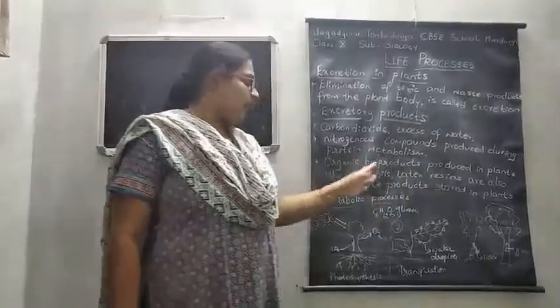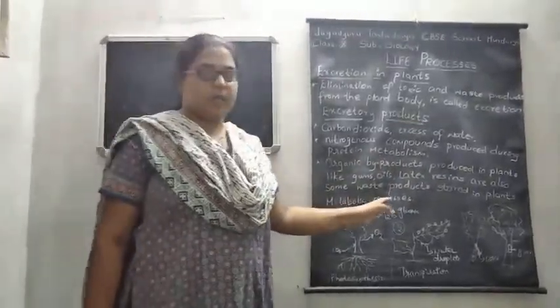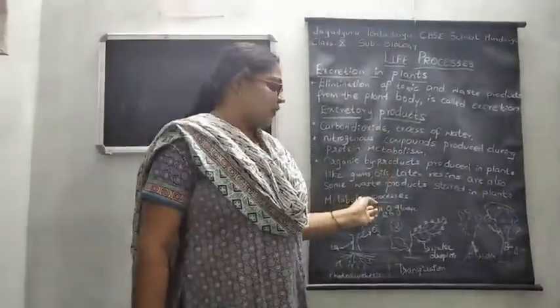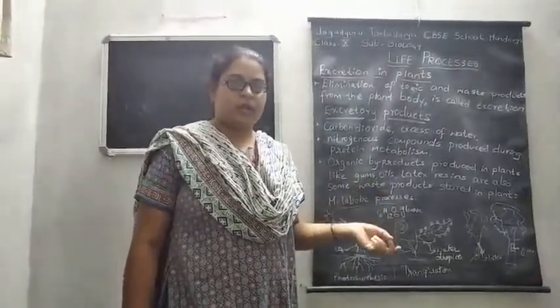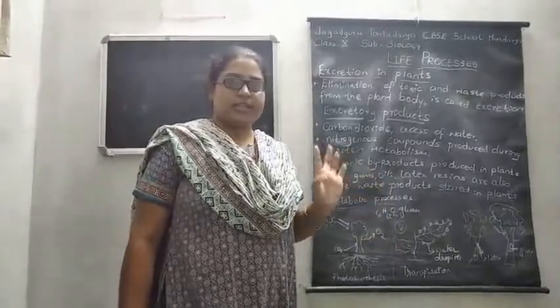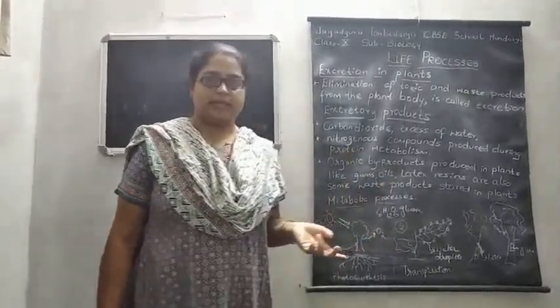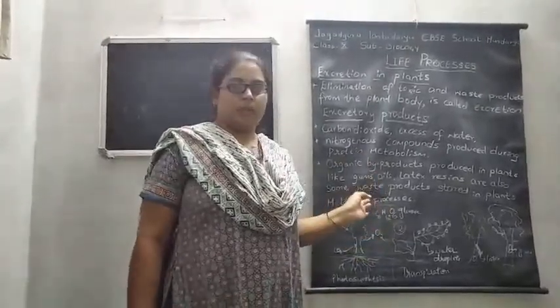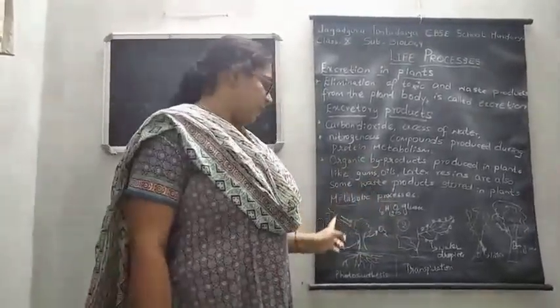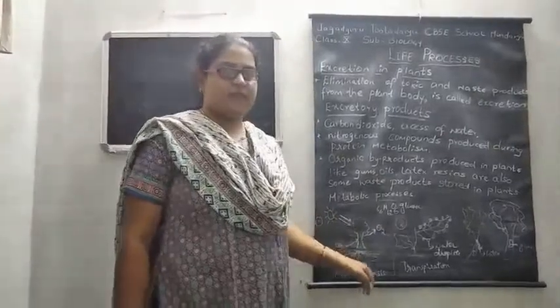So those are also considered as waste products, but they are stored in the plant body. Okay, and there are some metabolic processes I told. Metabolic process means the processes which are essential for the plant for healthy growth, and these are essential to take place in all the plants for their functional conditions. So what are those metabolic processes? I'll be telling now. First one is photosynthesis.